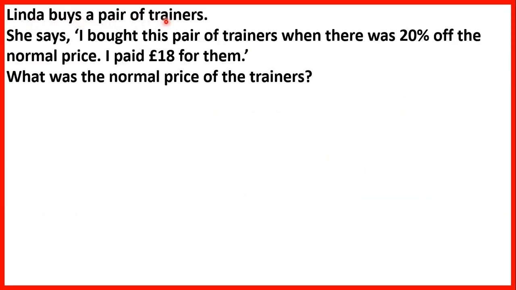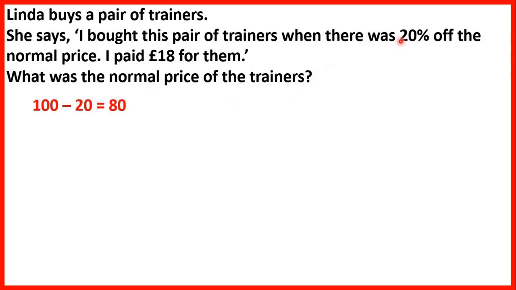Linda buys a pair of trainers. She says, "I bought this pair of trainers when there was 20% off the normal price. I paid £18 for them." What was the normal price of the trainers? So the normal price is 100% of the price.